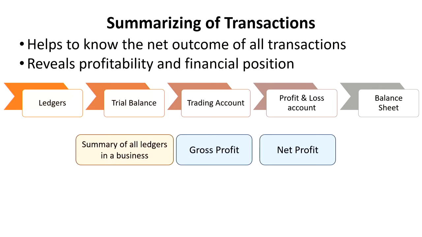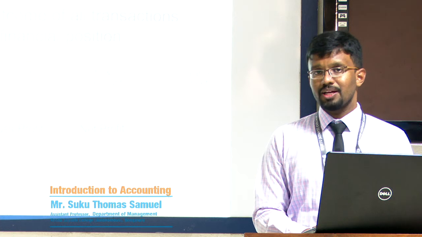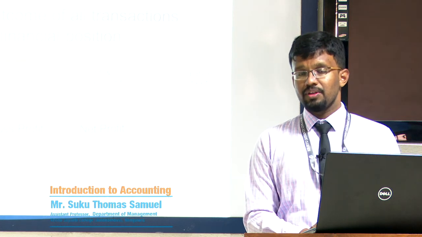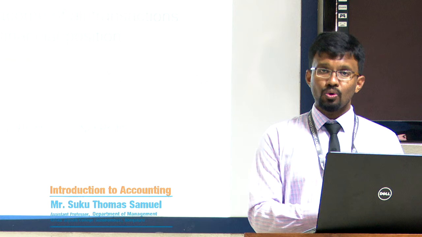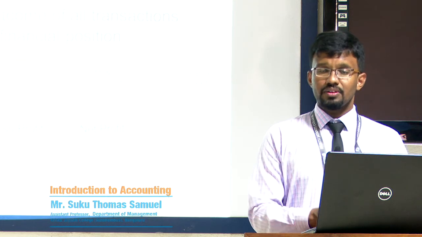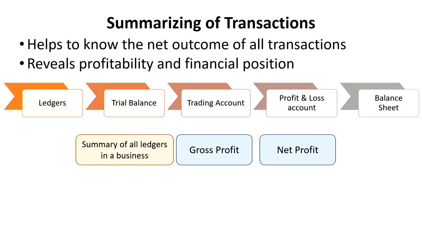Now, what's the difference between gross profit and net profit? Gross profit refers to the profit made by the business from its core activity. Net profit, the total profit of the business. So there may be some activities which are carried out by the business which may not be a part and parcel of the core activity of the business. So that's the reason why we end up determining two profits. Gross profit talks about the profit the business has made from its core activity. Net profit, the sum total of all the activities that are carried out.